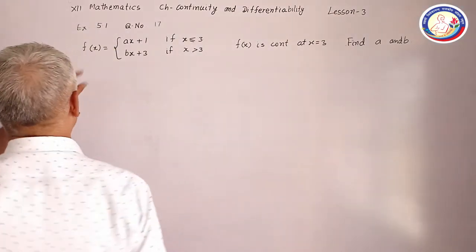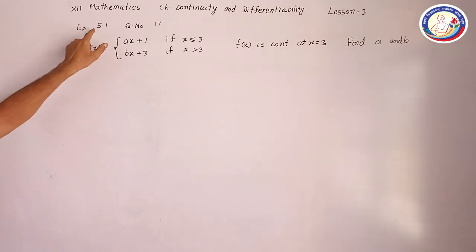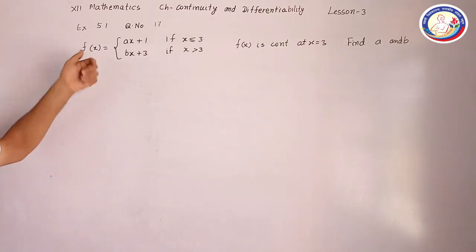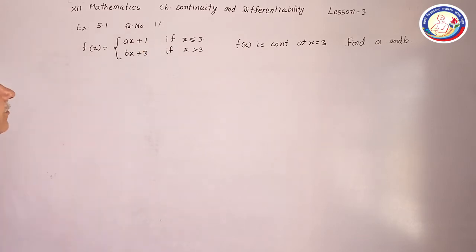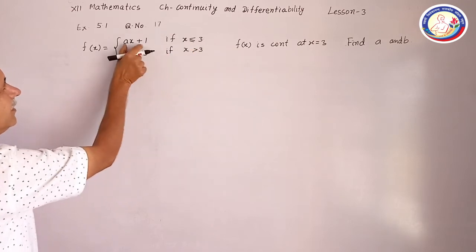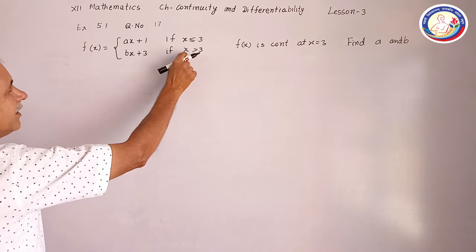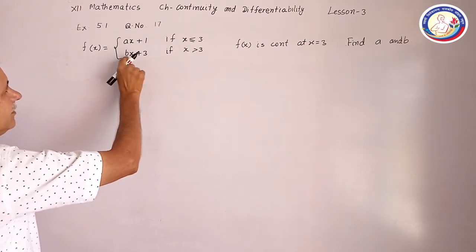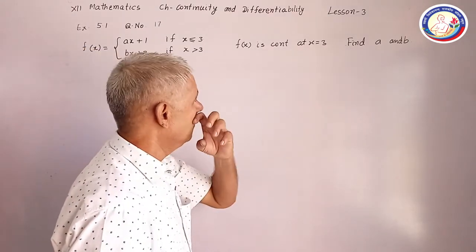Now we are taking another problem for solution, exercise 5.1, question number 17. We are given a function defined like this: for values of x less than or equal to 3, the function is given by ax plus 1, and for values greater than 3, it is bx plus 3, and the function is continuous at x equal to 3. Find a and b.